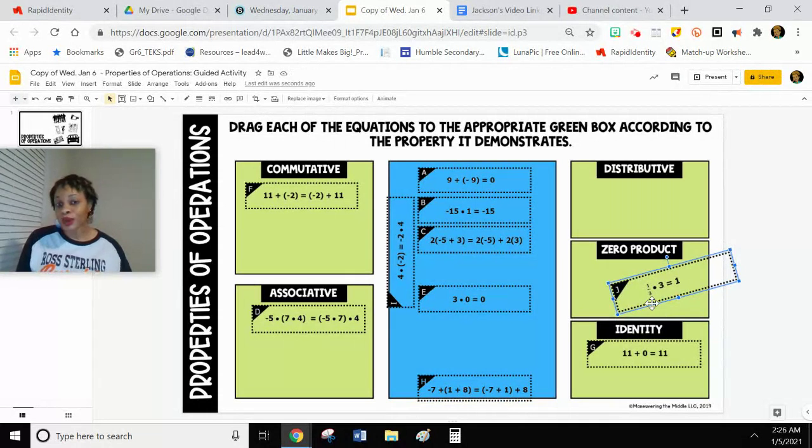So you're going to go and finish this assignment. You're going to find the other commutative property for multiplication. You're going to find the other associative property for addition. You're going to find the multiplicative identity. You're going to find the additive inverse. You're going to find a distributive property example and a zero property example. Good luck.